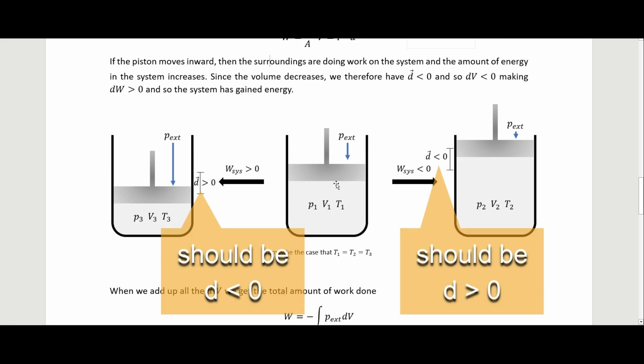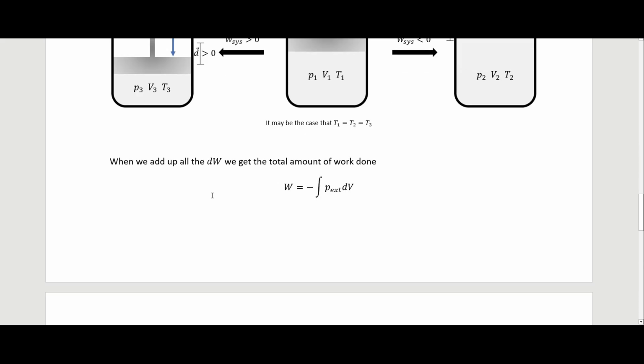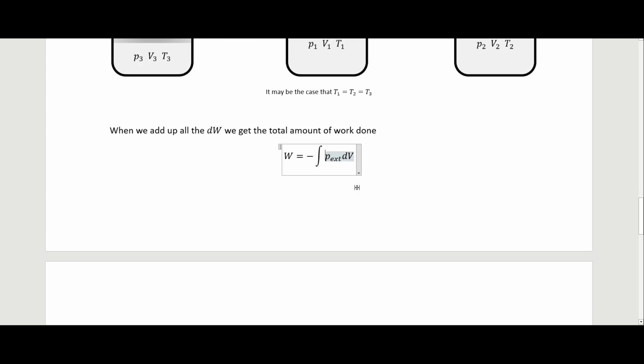We start with our initial conditions here. If we then compress it, we are doing work on the system, and so the work is greater than zero, meaning it's positive. If we then expand this, then the work is being done to the surroundings by the system, and so the work is going to be less than zero or negative. We then add up all of these changes in work here to get the total amount of work done. So we're just taking the integral of this P exterior times the change in volume.